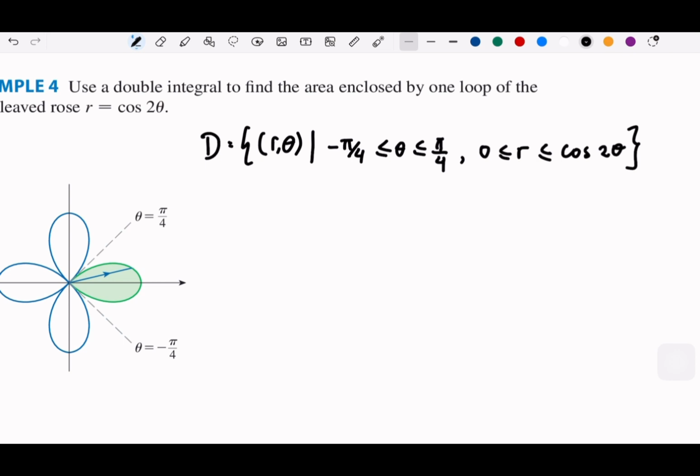Okay. So practically it's saying that r goes from this 0 and then to this curve. Okay. This curve.